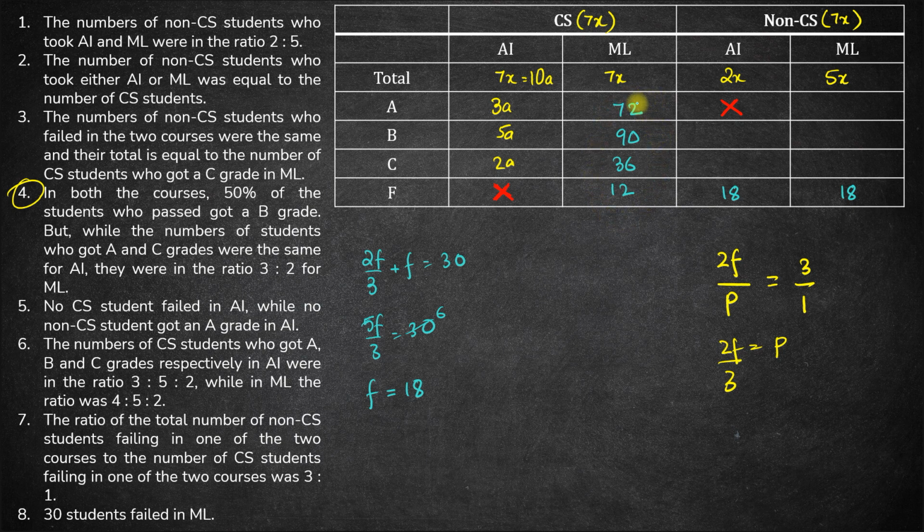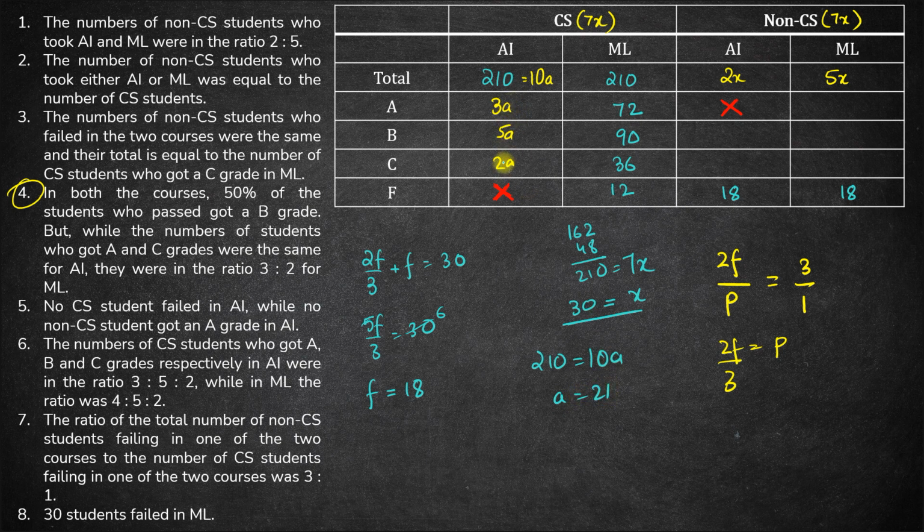What is the sum of all these students? Let's see. 72 plus 90 is 162. 36 plus 12 is 48. 162 plus 48 is 210. So 7x is here equal to 210. 7x is 210. Hence x here comes out to be how much? 30. X is 30. So putting x equals 30 here, this becomes 210. This also becomes 210. And now 210 is equal to 10 into a. Right? So a comes out to be 21.